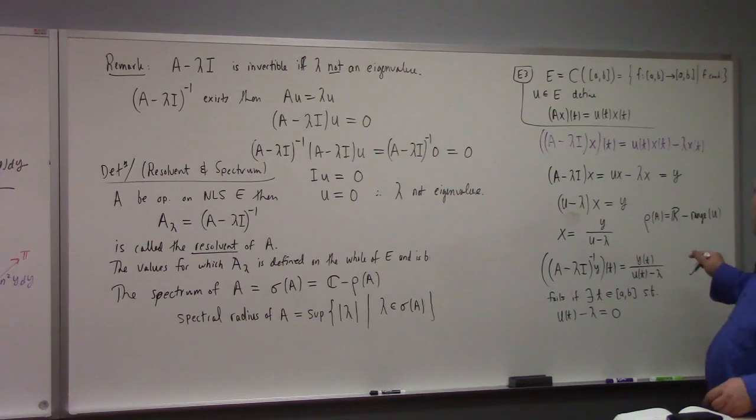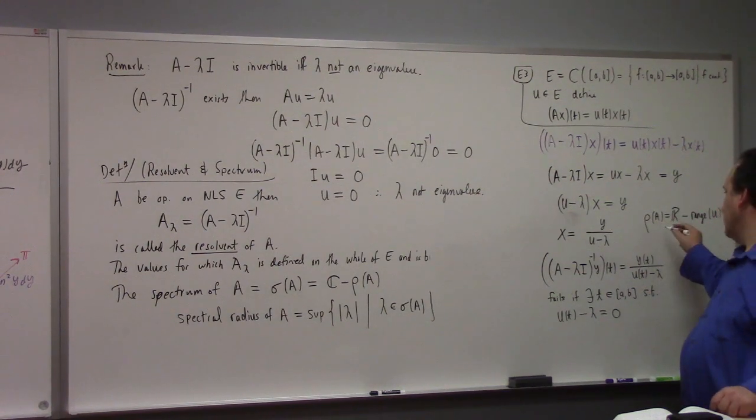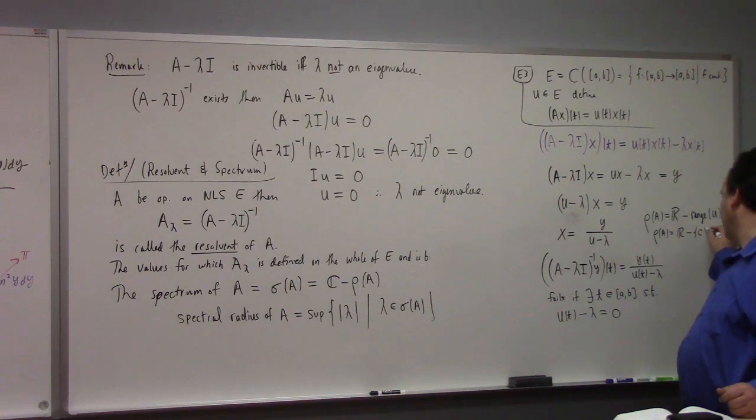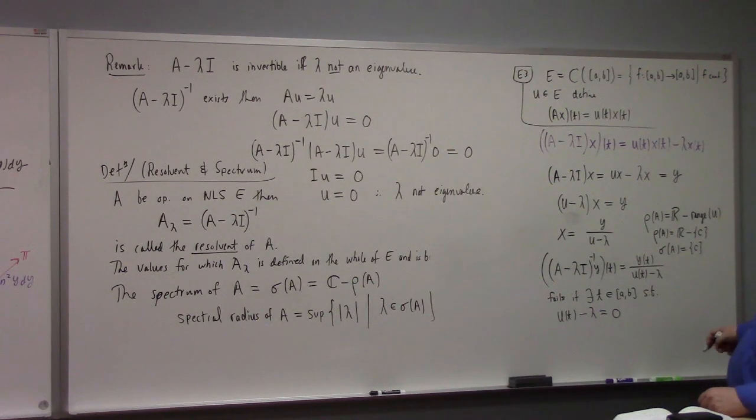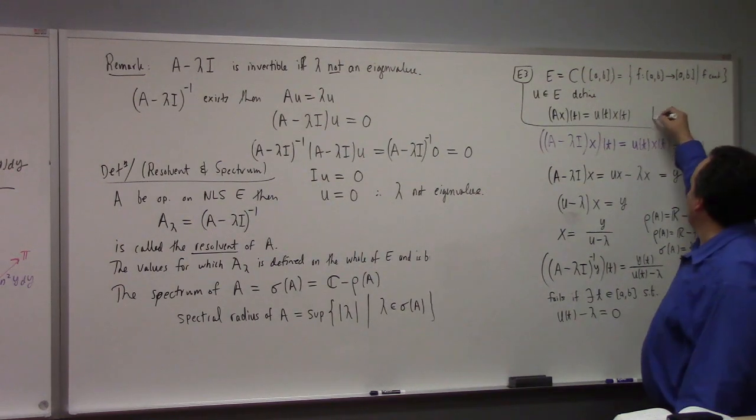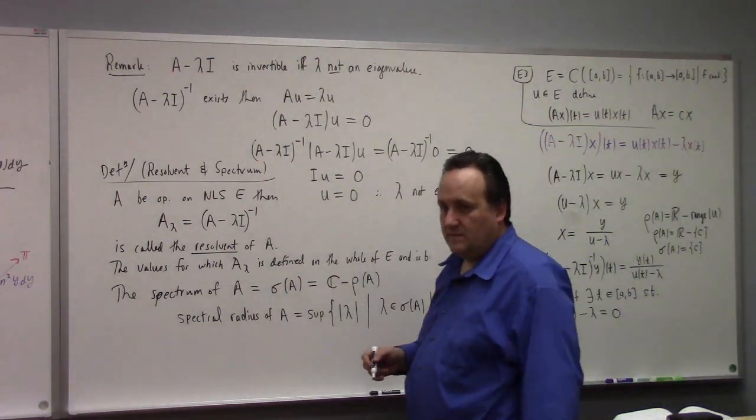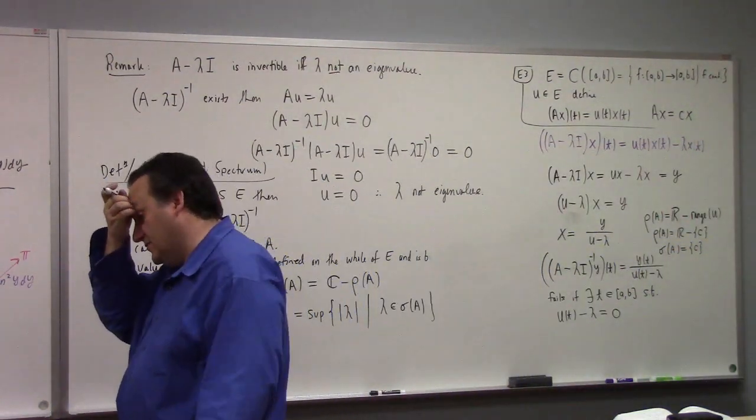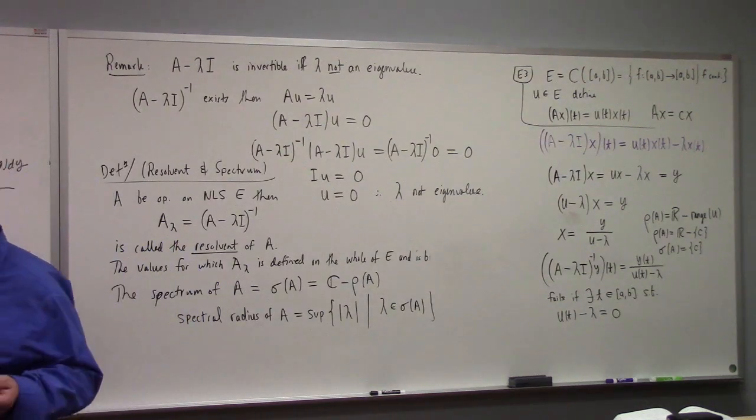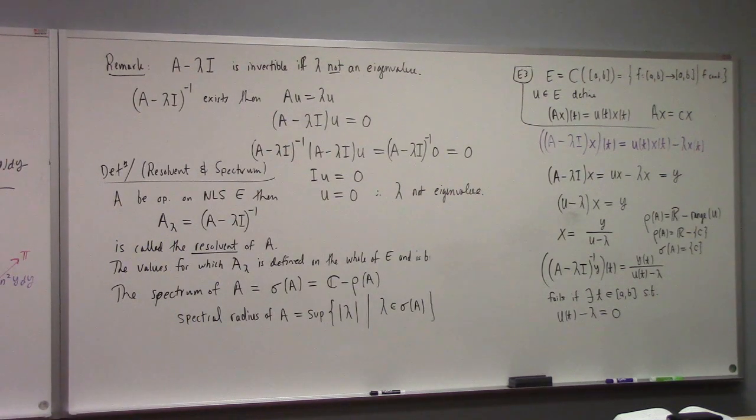Okay, so in the context that if U is a constant function, then rho of A is just R minus the constant value, right? And then sigma of A is just equal to that constant. And in the case that U is a constant, this literally becomes AX equals CX. So of course, the eigenvalue is C, and everything is an eigenvector except for the zero function.